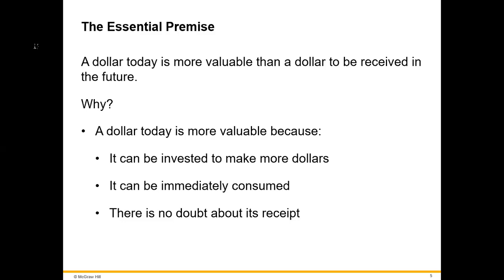But fast forward 40 odd years, that same $1 doesn't even buy a loaf of bread. So that's what we're saying here. That's how you have to look at a dollar.